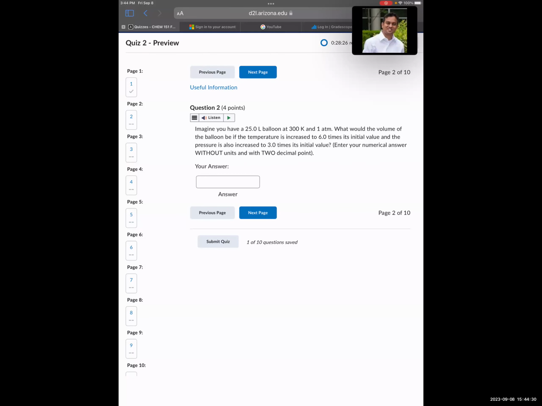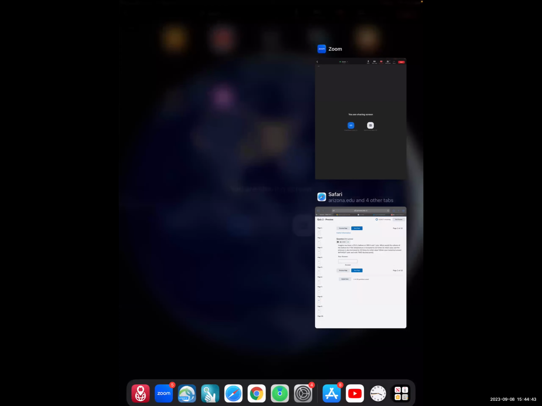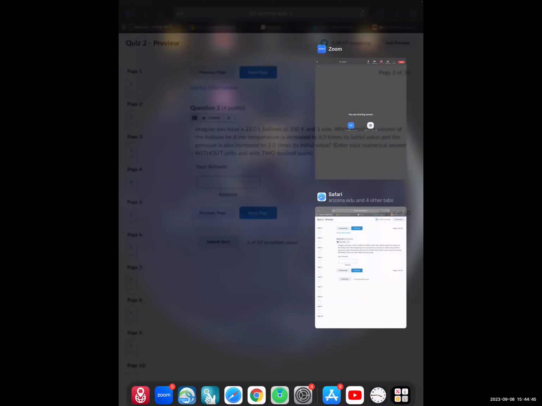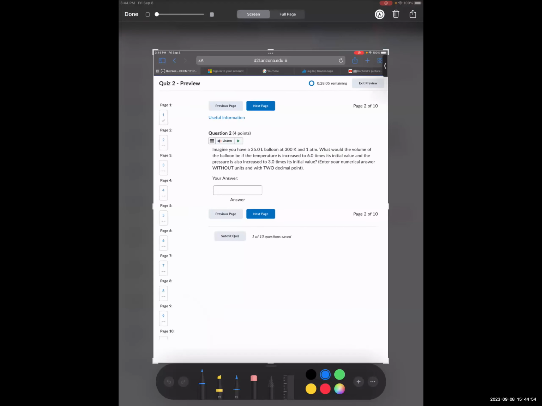Imagine you have a 25 liter balloon, and so on. Okay, you have the volume. Can we annotate? Let me see if we can annotate. Maybe not, that's okay. I think what I'm going to do is take a screenshot and work on it. Okay, here we go.